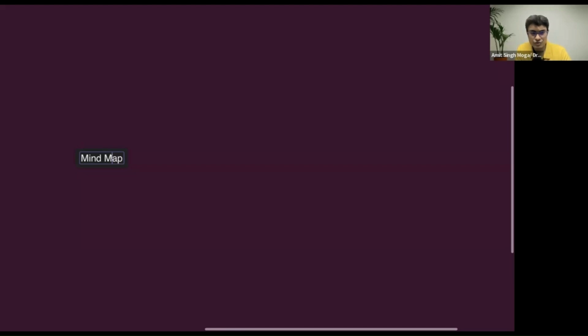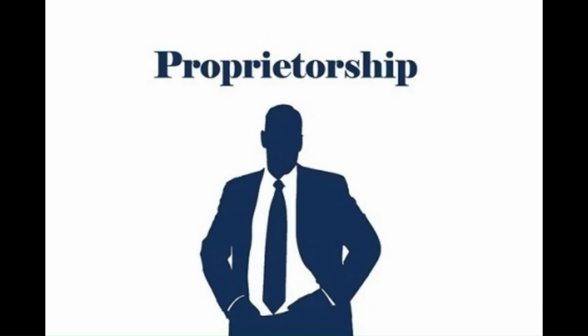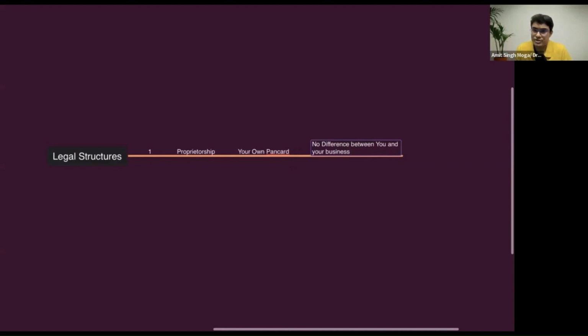There is a lot of confusion about the company structure. So there are a few company structures, or legal structures of working. The legal structure to operate in India can be broadly divided into four main modes. The first one is proprietorship, where you have registered proprietorship and you have your PAN card, which is being used for business as well. So there is no difference between you and your business.